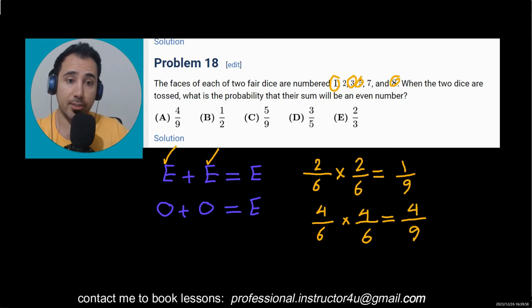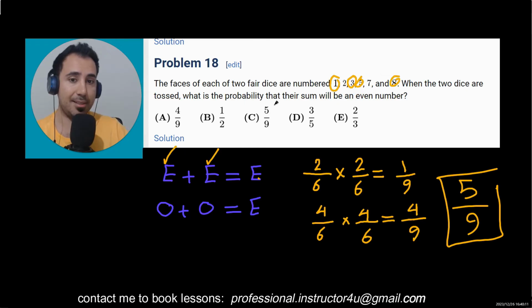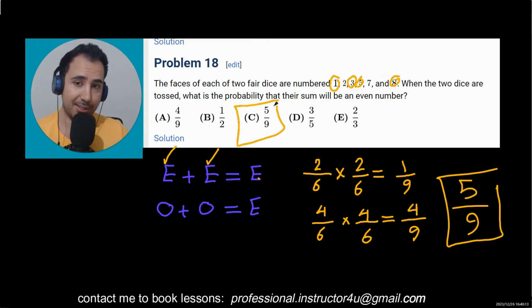So there are two ways to get even number. So the total chance would be addition of these. So you just have to add them. 4 over 9 plus 1 over 9 is going to be 5 over 9. So I think this is the easiest and the best way to see the question.